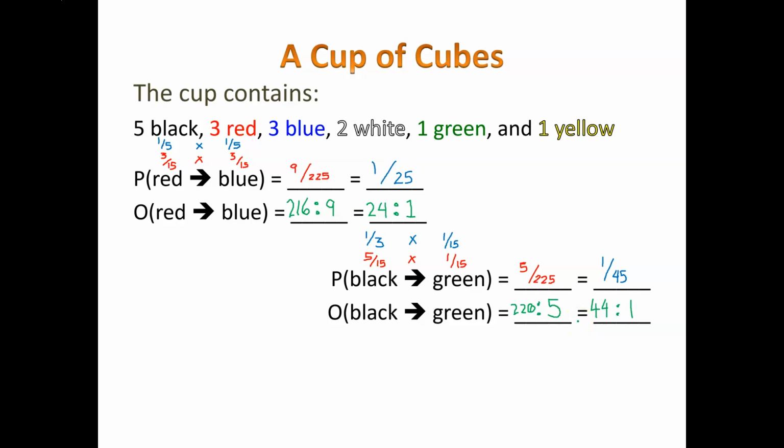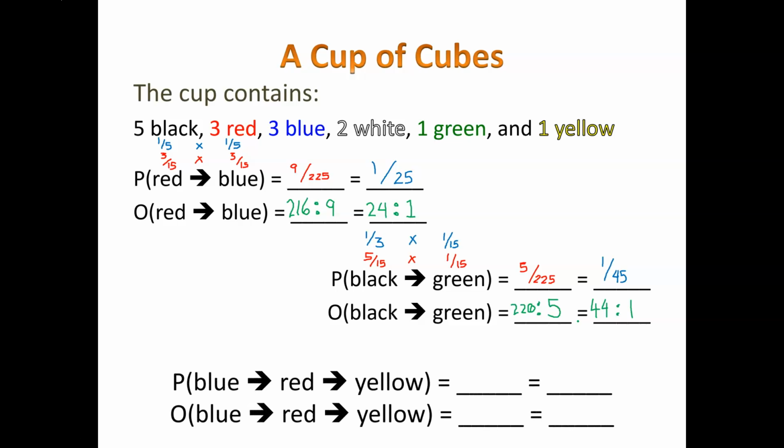Now, every example we've done so far has involved two things happening. We can do as many things as we want inside those parentheses. So what if we want three things to happen? We want to pull out a blue, put it back in, shake the cup, pull out a red, put it back in, shake the cup, pull out a yellow. We only win if we get the exact sequence blue, red, yellow. What's the probability of that happening?